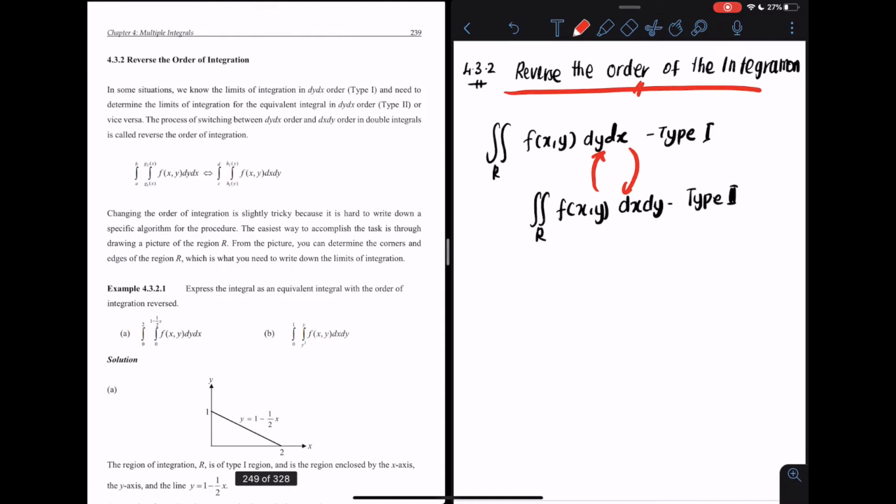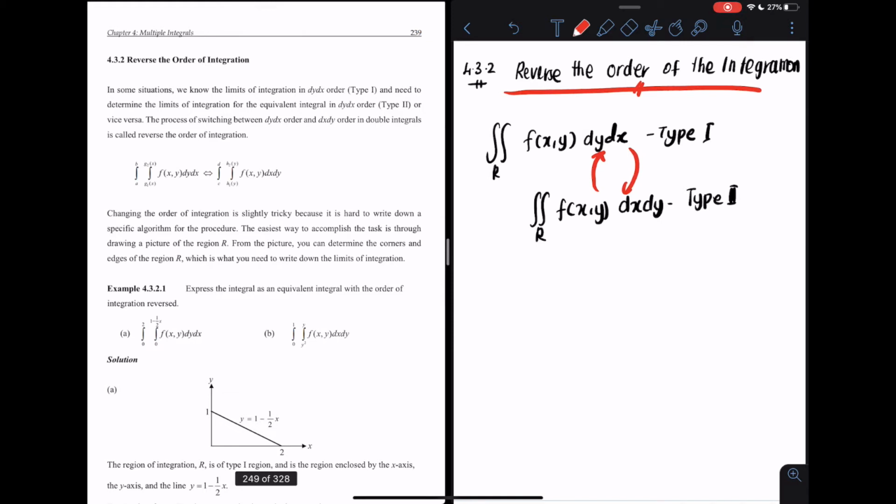Hi everyone, in this video we will discuss this subtopic under double integral over non-rectangular region, which is reverse the order of integration. As mentioned earlier, there are two types of integral, type 1 and type 2. Type 1 is what has been written in the notes, such as dy dx. Meanwhile, type 2 integral will have dx dy instead.